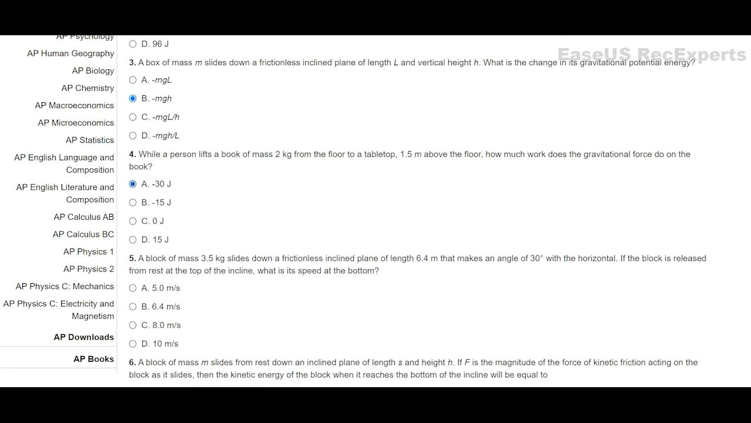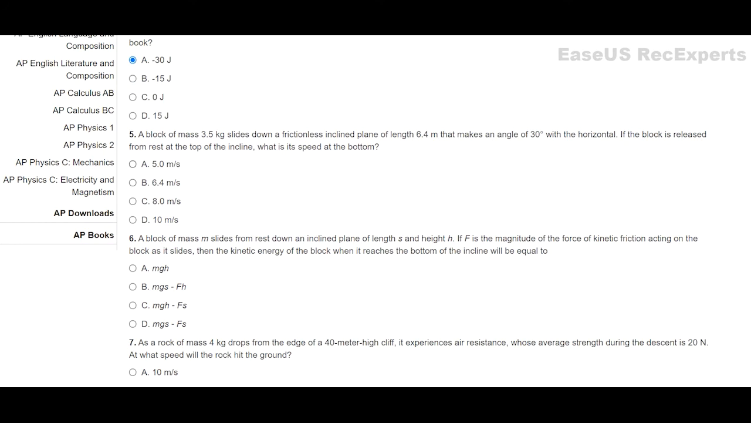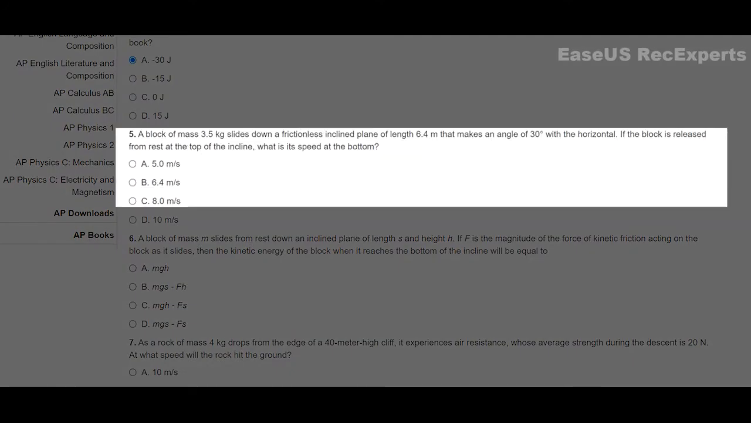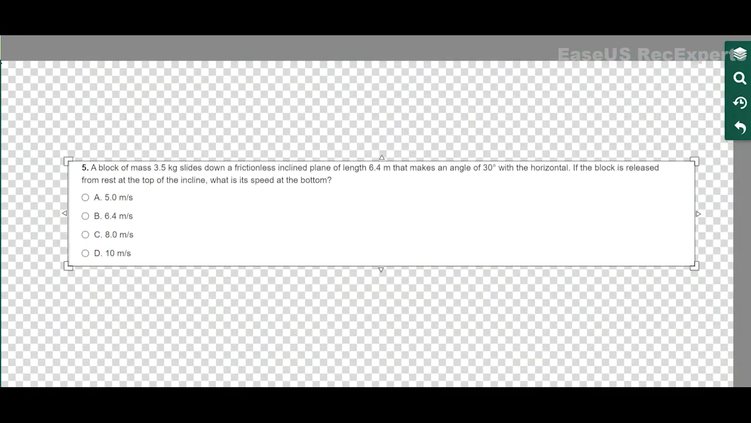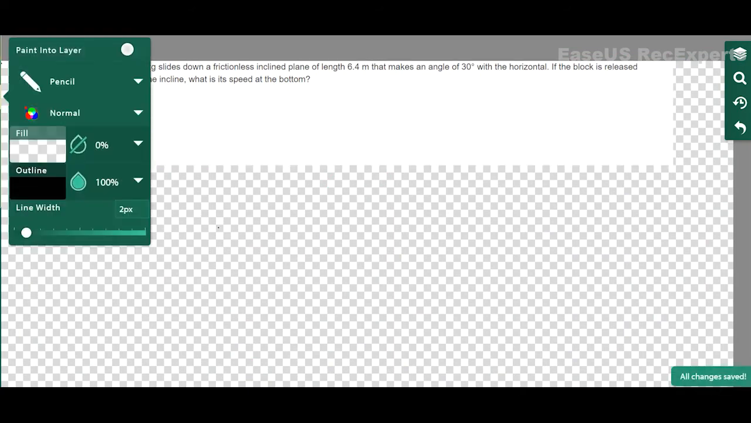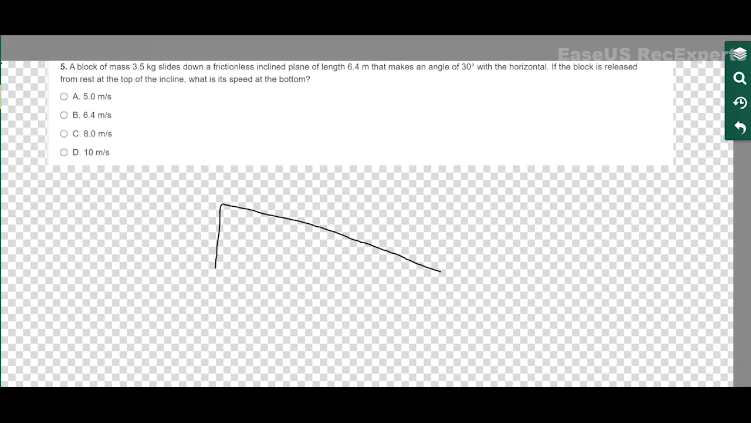All right, now moving on to number 5. A box of 3.5 kilograms slides down a frictionless inclined plane with a length of 6.4 meters that makes an angle of 30 degrees with the horizontal. All right, so we have this, which is 6.4 meters, and now I'm just going to fill this in. We might not need it for this problem, but using special right triangles, we can conclude that this side is going to be equal to 3.2.